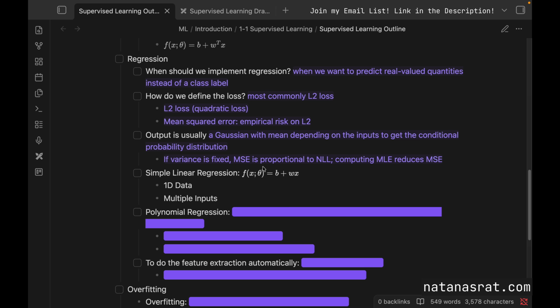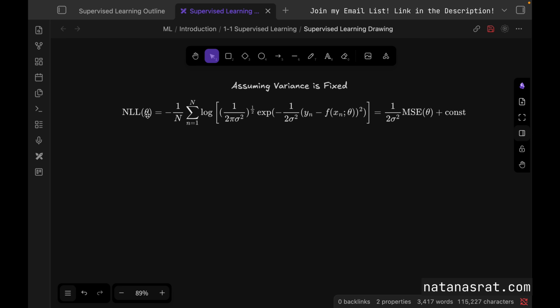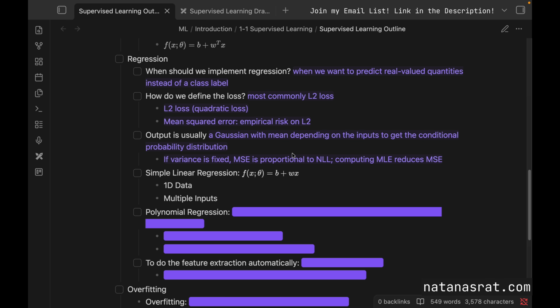When the variance is fixed, the MSE is proportional to the NLL, which means computing the MLE reduces the MSE. This is the equation that makes NLL and MSE proportional. We end up with a constant here, but if we assume that the variance is actually not fixed and is learned, we are not going to end up with a constant, and we will not be able to assume the NLL and the MSE are proportional.